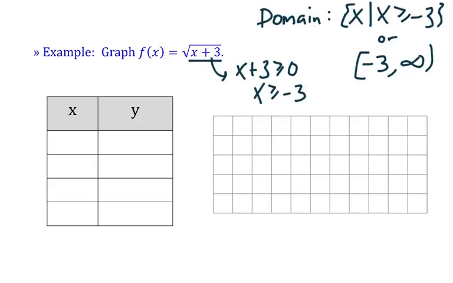Okay, so I always like to start with this because now I know where to start my table off. I'm going to start with an x value of negative 3.